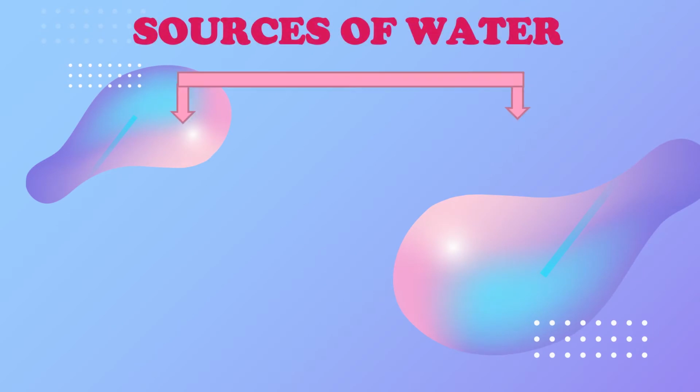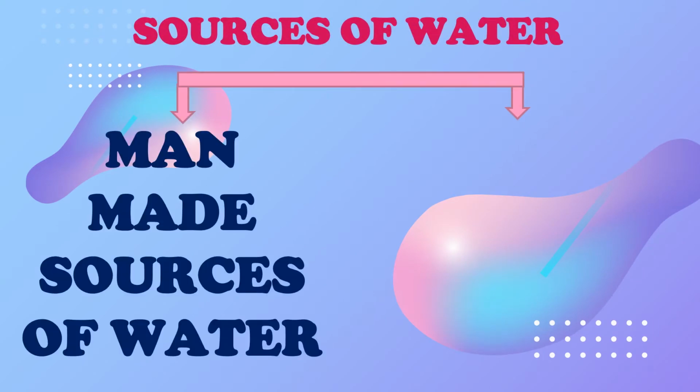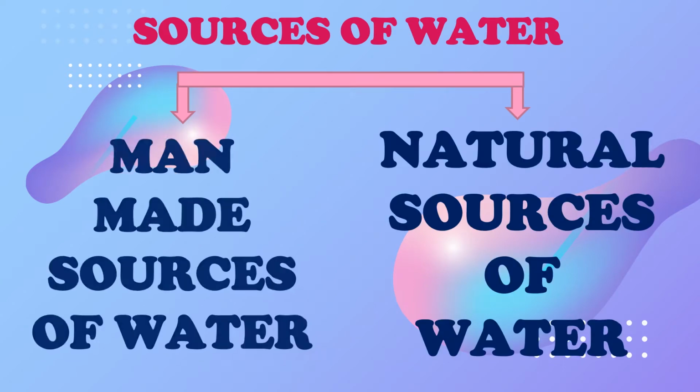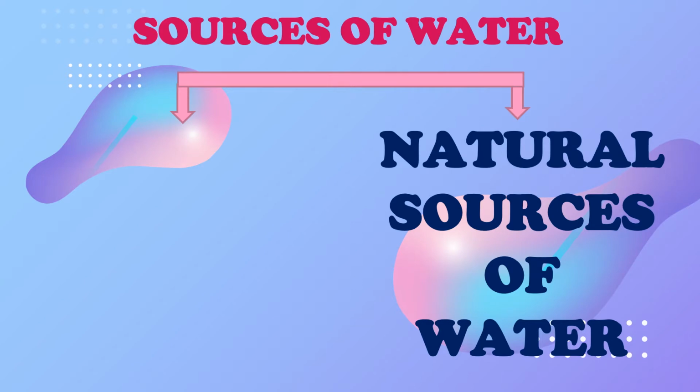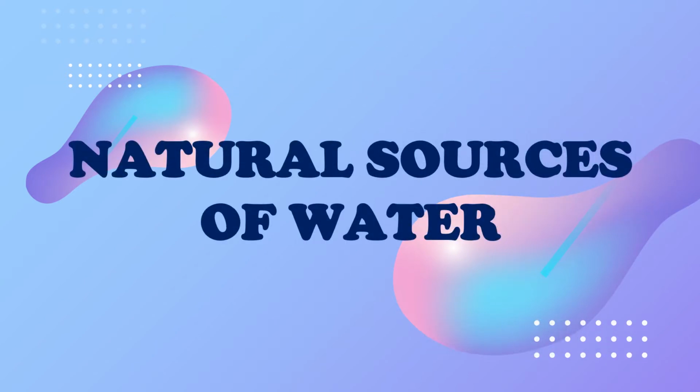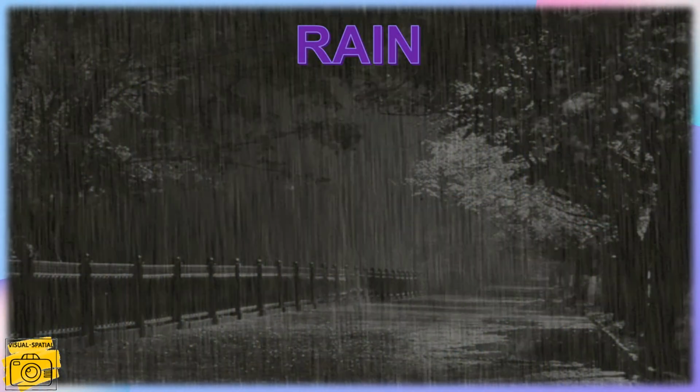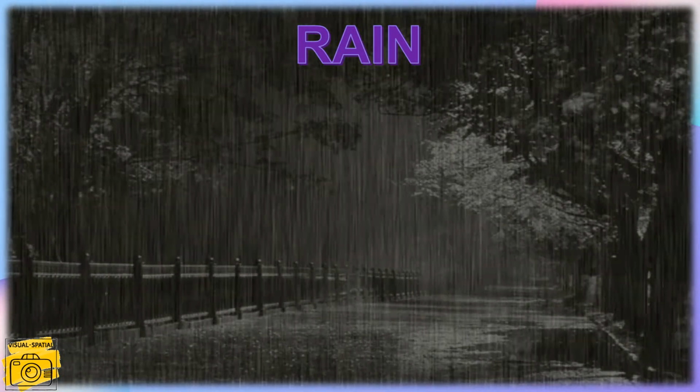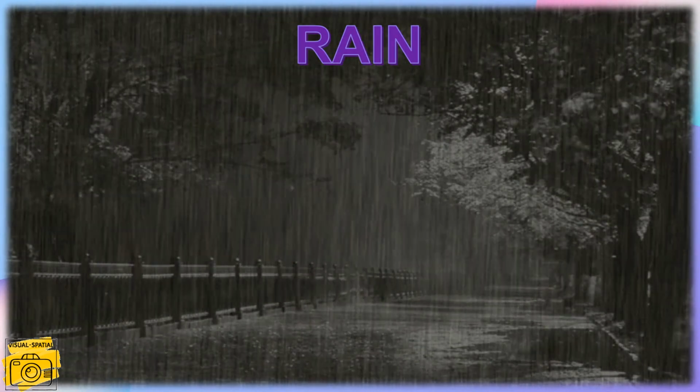Sources of water are divided into two: man-made sources of water and natural sources of water. Now let's talk about natural sources of water. Natural means it exists without any actions of humankind. First is the rain. It is the main source of water. Rain falls on earth and fills other water bodies. Rainwater flows into rivers and finds its way back into the sea. Rainwater also gets stored in some natural and artificial lakes.